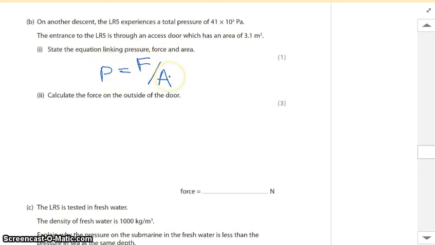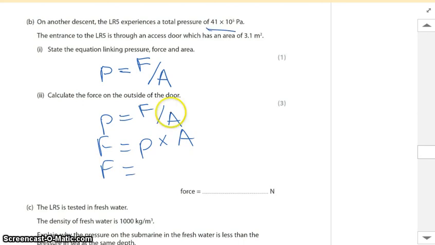If we're going to calculate the force on the outside of the door, there's 2 ways that you can do this. You know what the pressure is, you're trying to find the force and you're given the area. You can either substitute and then rearrange, or you can rearrange first, which I'm going to do here, and then do the substitution into it.